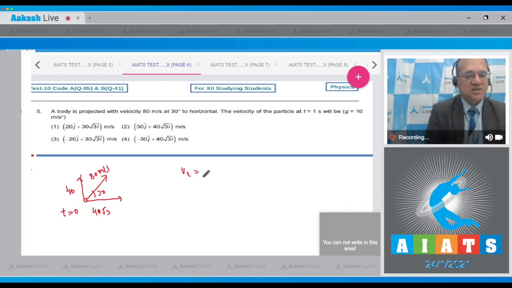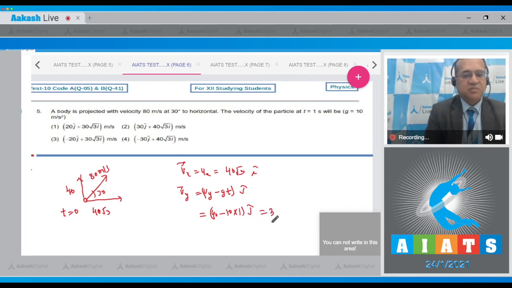The horizontal velocity remains the same, so that would be equal to 40 root 3 along your x-axis, i cap. And what would the vertical be? The vertical velocity will be equal to u minus g into t, in the upper direction, say j cap. So this is 40 minus 10, since g is given as 10, and time is 1, into j cap. So this becomes 30 j cap, and I write the velocity of the particle will be equal to 40 root 3 i cap plus 30 j cap meter per second. And look at the options. The option second is 40 root 3 i cap plus 30 j cap. Therefore, the answer is 2 to this question.